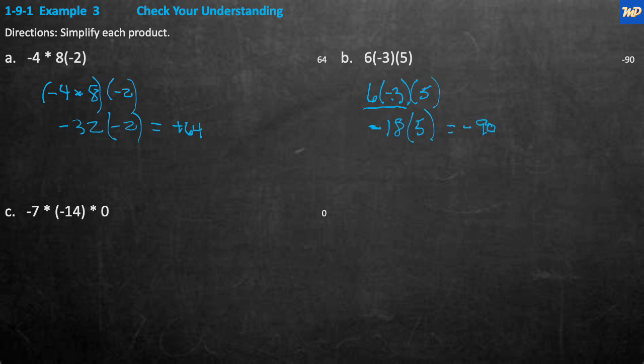Okay? And then this one over here is negative 7 times the quantity negative 14, times 0. Well, we can save ourselves a lot of steps here, because this is all multiplication, there's no addition. If this was minus 7 plus the quantity minus 14 times 0, it would have been a different answer. But since this is all multiplication, anything times 0 is equal to 0.